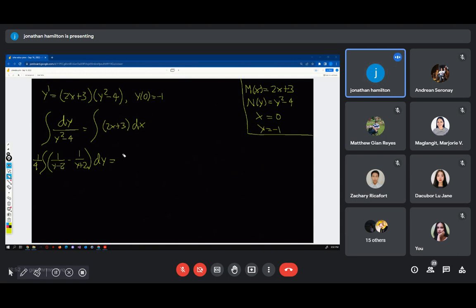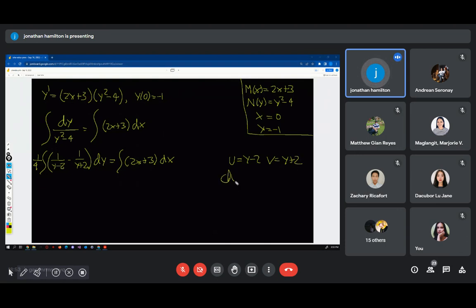So we have the integral of 2x plus 3 dx. With this, the same thing happened as before. We have 1 over y minus 2. We could say y minus 2 and y plus 2 are the values of u and v, where u is y minus 2 and v is y plus 2.